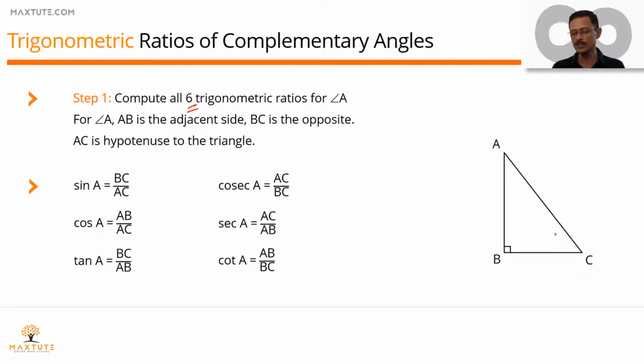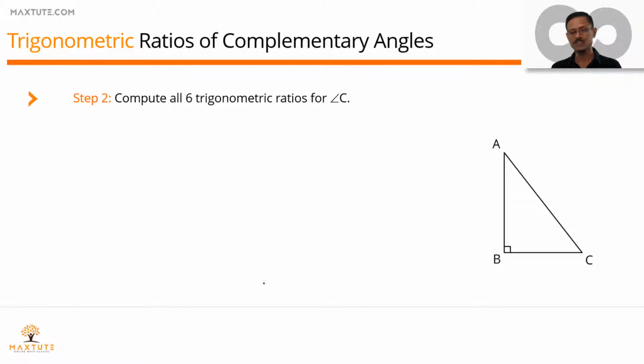Step 2, we'll compute the same 6 trigonometric ratios. This time, we'll do it for angle C. So we'll mark this triangle. In angle C is this. AB happens to be the opposite side to it, BC is the adjacent side to it, and AC is the hypotenuse. Because A and C are complementary angles, we can write C to be equal to 90 minus A.